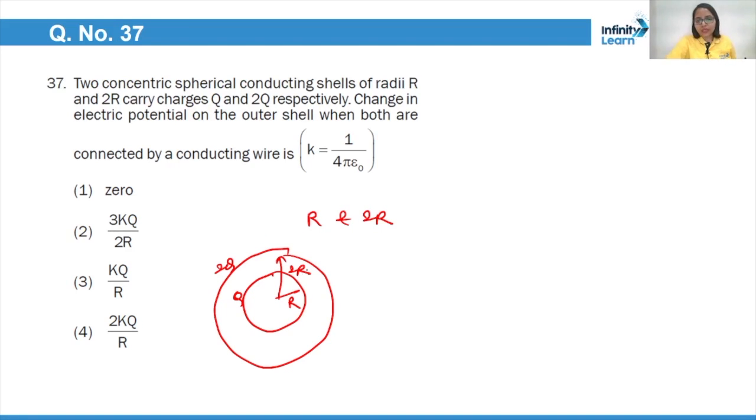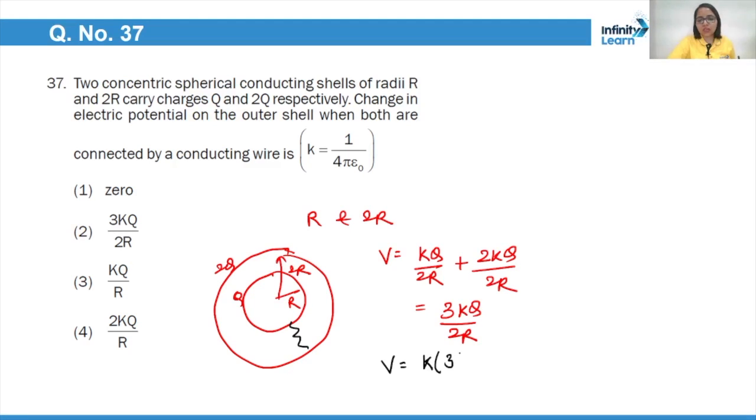So, when both are not connected, total potential on the outer shell will be KQ upon 2R because of the inner shell plus 2KQ upon 2R because of the outer shell charge. So, it is 3KQ upon 2R. Now, when we are connecting it with the conducting wire, charge will flow on the outer shell. So, total potential on the outer shell will be K into total charge 3Q divided by 2R. So you can see that initial potential on the outer shell is equal to final potential on the outer shell. So change in electric potential will be 0.